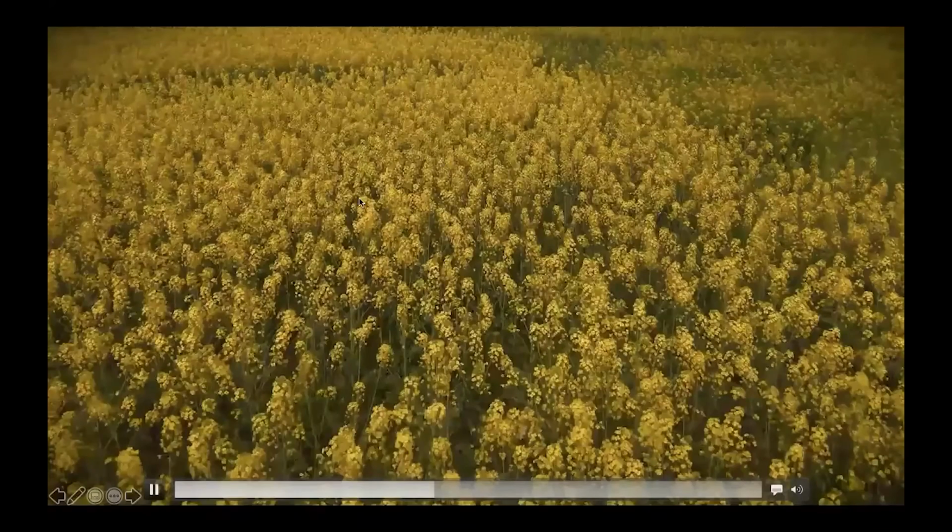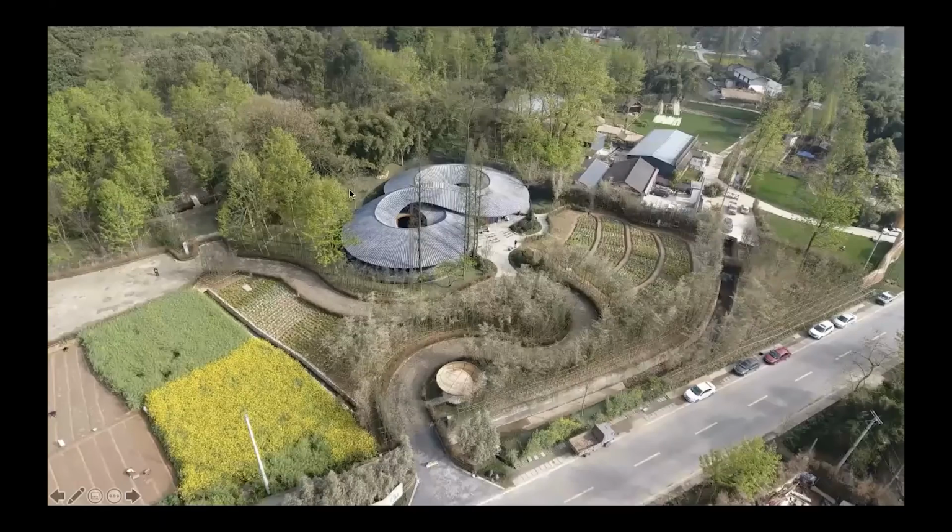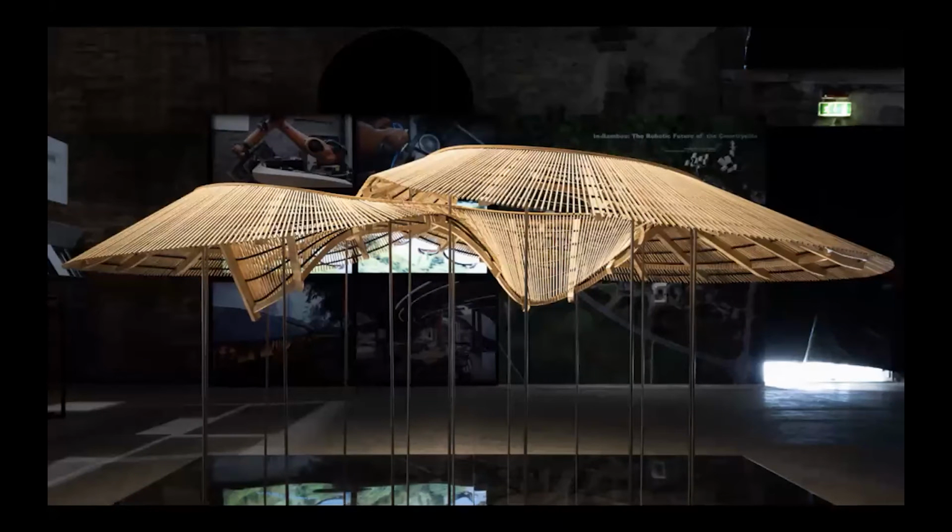This is after the construction. You can see this community center has a conference center and also an information center for people to enter the small town. And this is a model we brought to the Venice Biennale. Right now, this model was collected by the M+ Art Museum in Hong Kong. We are showing our technology, how to fabricate this roof in a very short time.